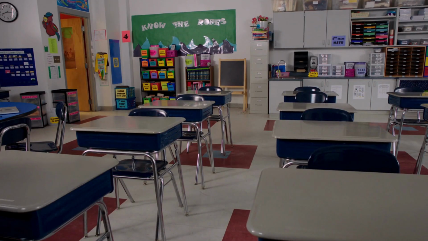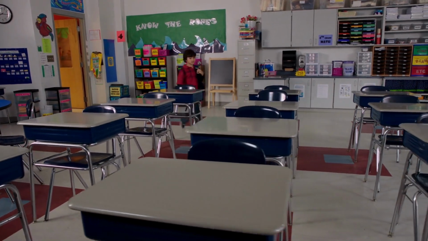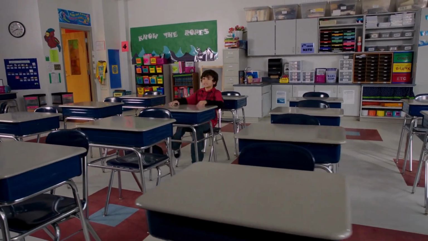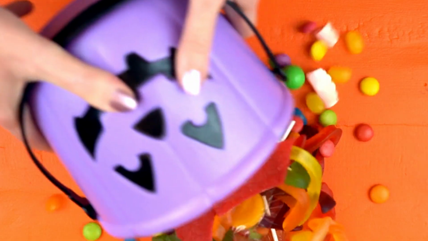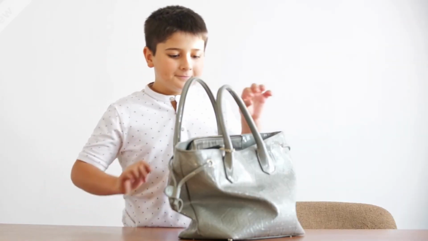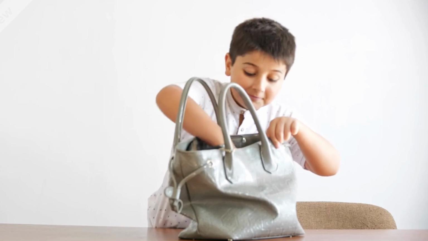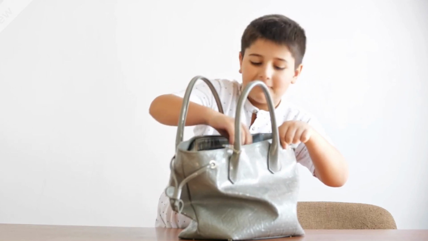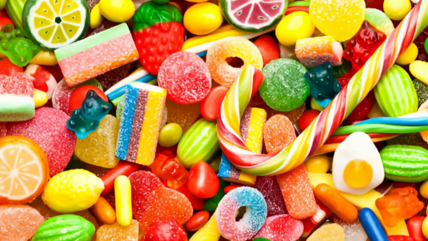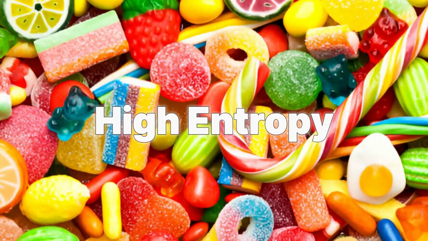To help understand entropy, let's consider an example that a fifth grader might encounter. Suppose you have a bag of mixed candies. Some are red, some are blue, and some are green. If you reach into the bag without looking, the odds of grabbing a specific color are pretty much the same. This is because the candies are mixed up and disordered, which means the bag has high entropy.